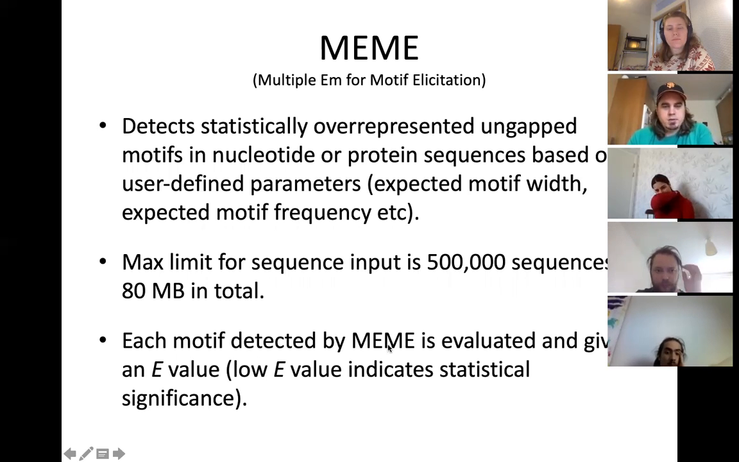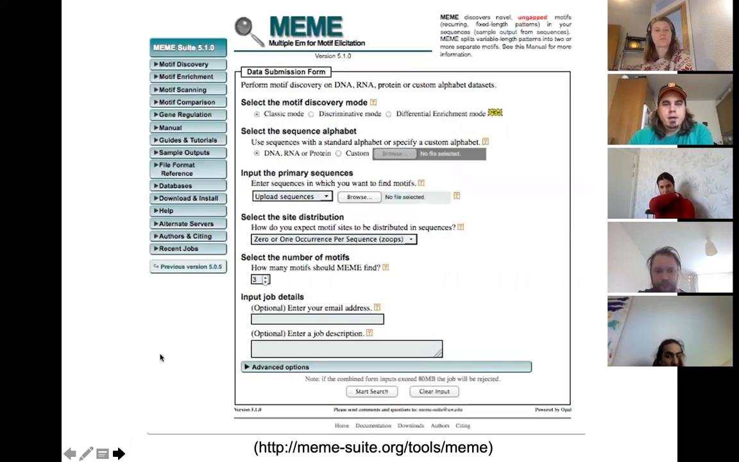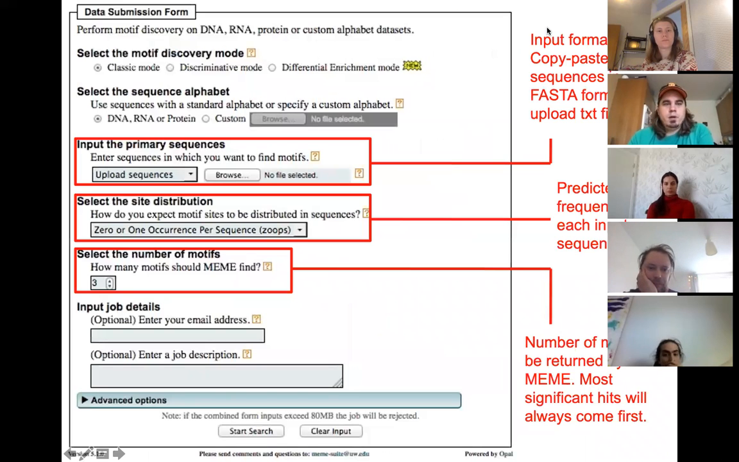Just like with BLAST searches, MEME will give e-values. And again, what you're striving for, just like with homology searches, is a low e-value. And this is what the input looks like. I'm going to demonstrate it to you. You can either copy paste or upload a file, depending on how many you have.